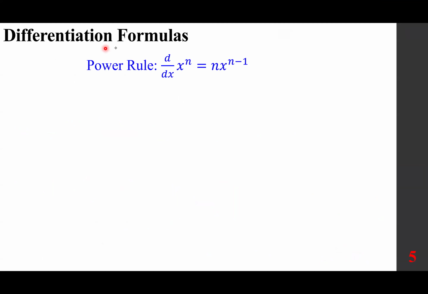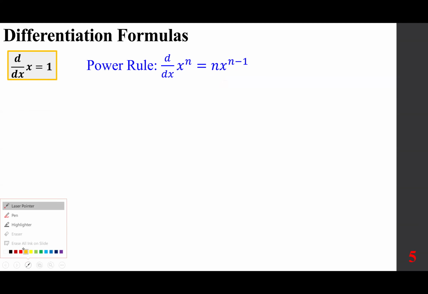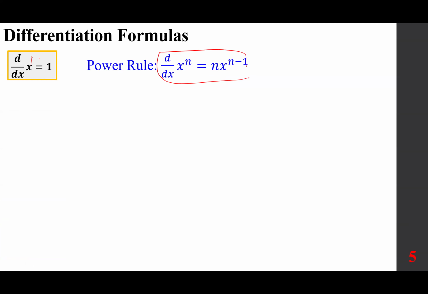We'll look at some differentiation formulas and the proofs. One of them is the power rule. The derivative d dx of x to the power of n is n times x to the power of n minus 1, meaning the exponent becomes the coefficient, and then the exponent goes down by 1. So if you apply that to x, you get 1, because the exponent of x is 1. So if you go with this rule, it becomes 1 times x to the power of 1 minus 1, which is 1 times x to the power of 0.